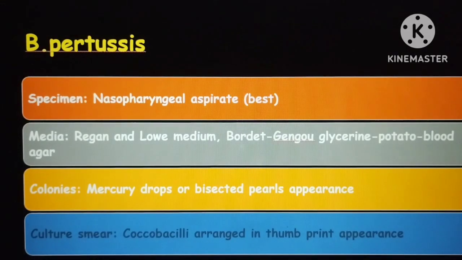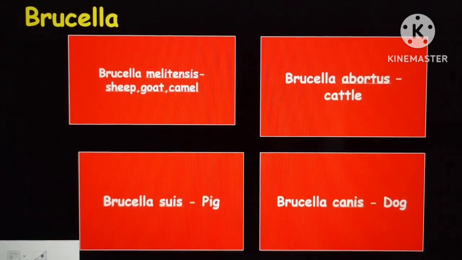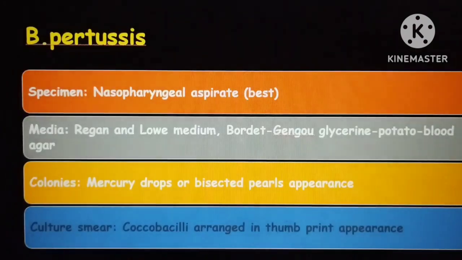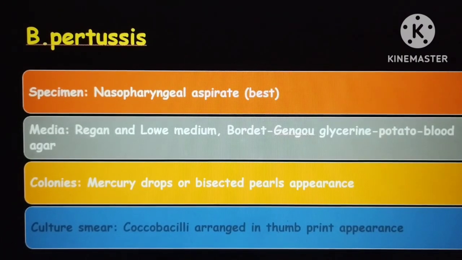Coming to Bordetella pertussis, the specimen taken is nasopharyngeal aspirate. The medium used is Regan-Lowe medium or Bordet-Gengou medium. It is a selective medium, and the colonies have a mercury drop appearance, bisected pearl appearance, or aluminium thumbprint appearance. The coccobacilli are arranged in a thumbprint appearance.